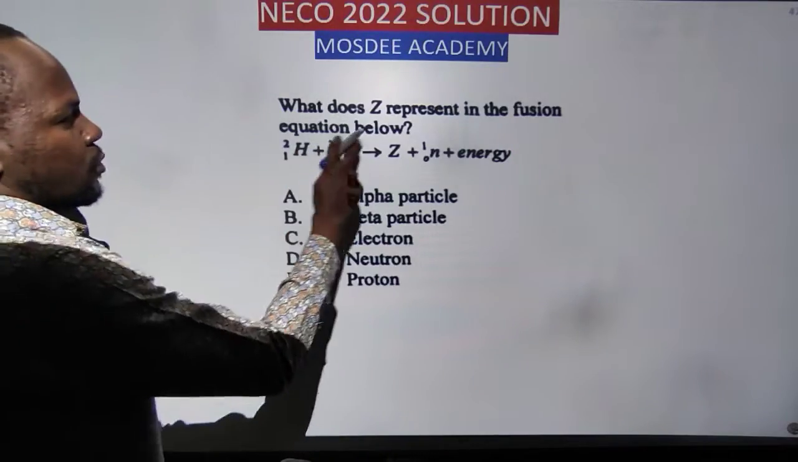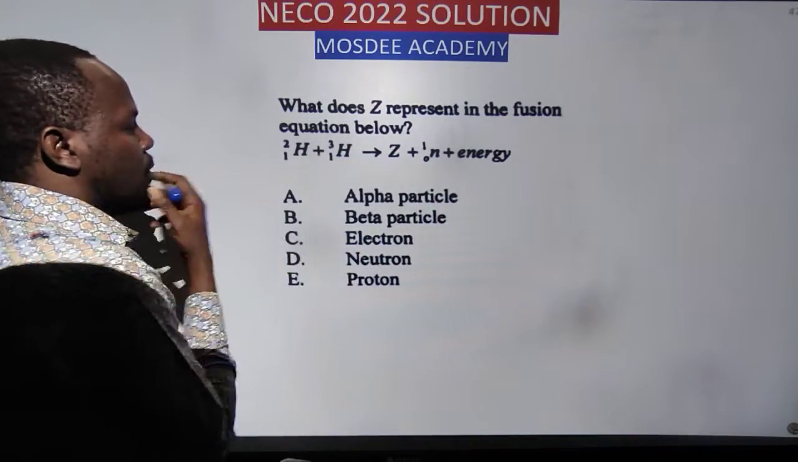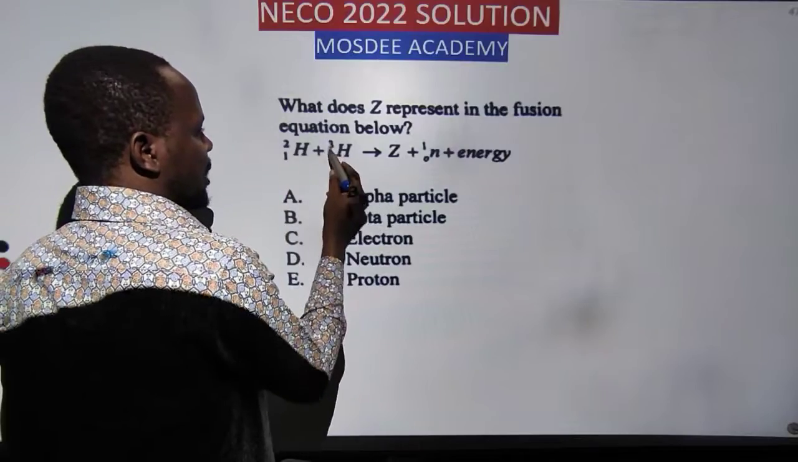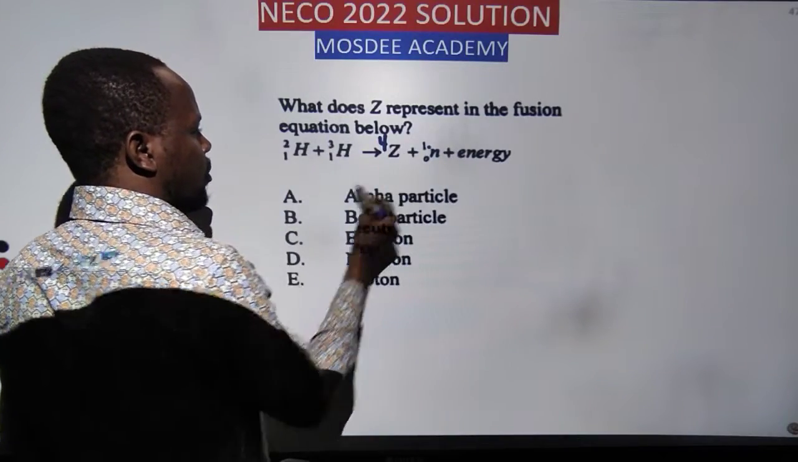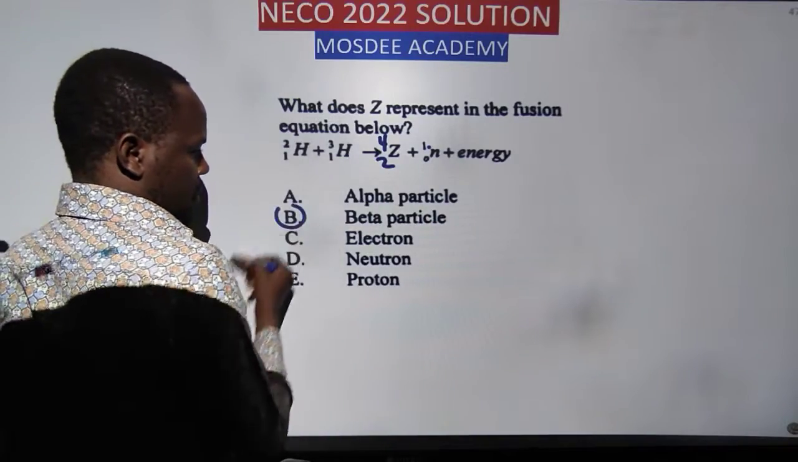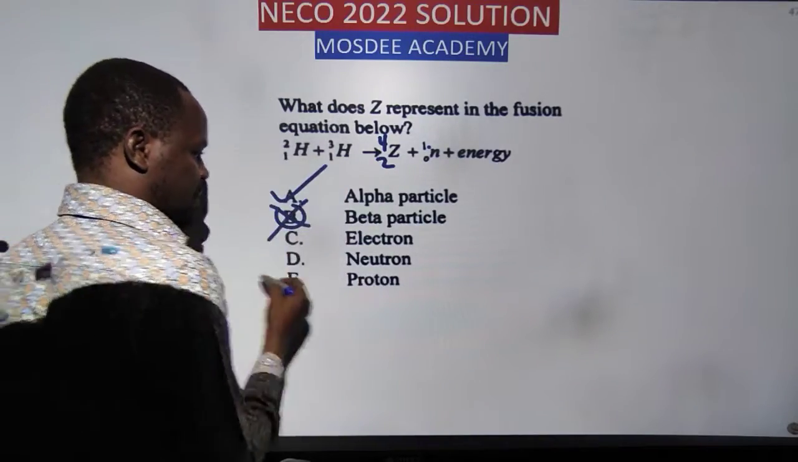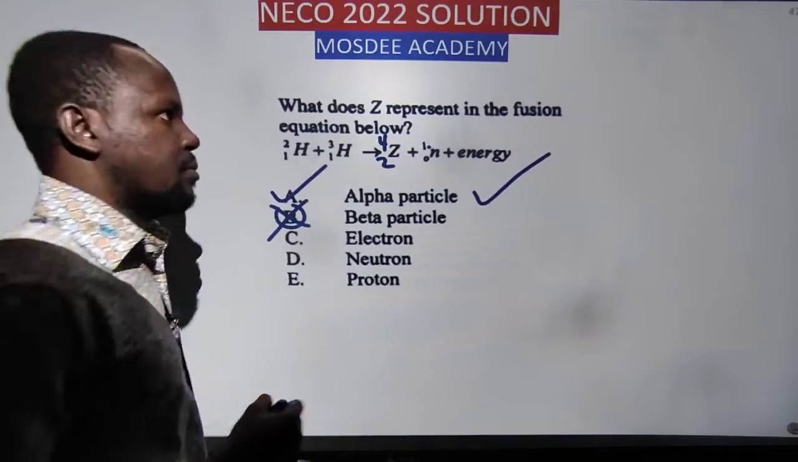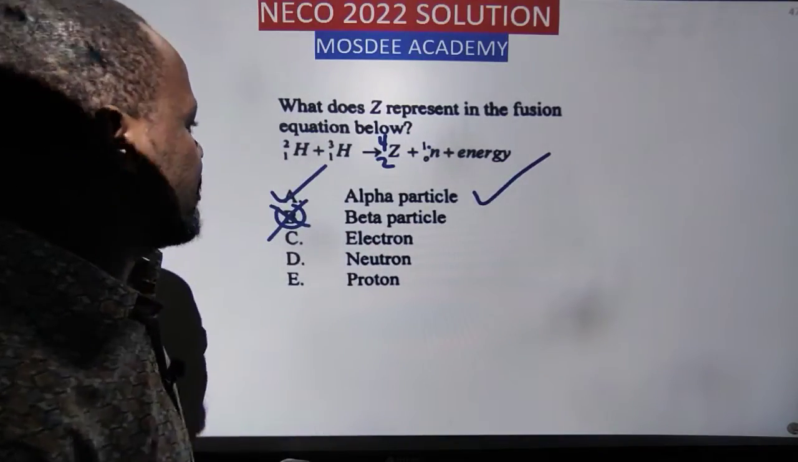What does Z represent in the fusion equation below? Just do 2 plus 3 is 5. This is 1, remain 4. 1 plus 1 is 2. This is 0. That's 2. So 4, 2 is called an alpha particle. Not beta, please. It seems I'm tired. Maybe I'll take a break. So alpha particle is correct.